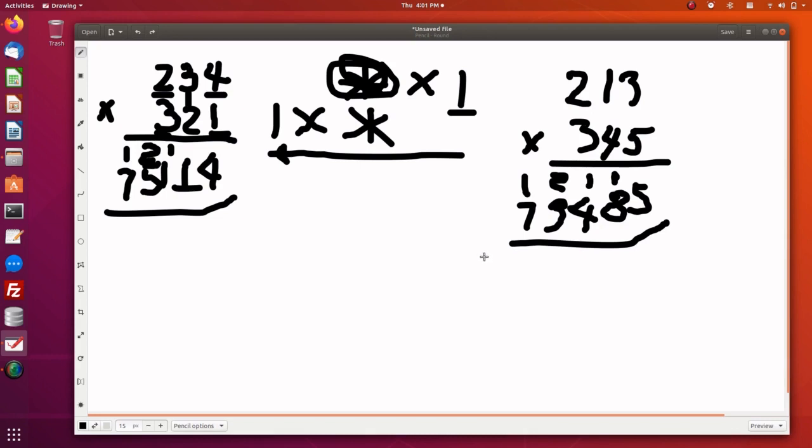So, ganun lang siya kadali. And I think I'll just discuss the 4-digit numbers on the second part. Pag nakuha natin tong 3-digit, na master natin ito, mas madali na yung 4-digit number. And we can compute even how many digits, product of how many digits or multiplying how many digits for as long as we know the pattern.